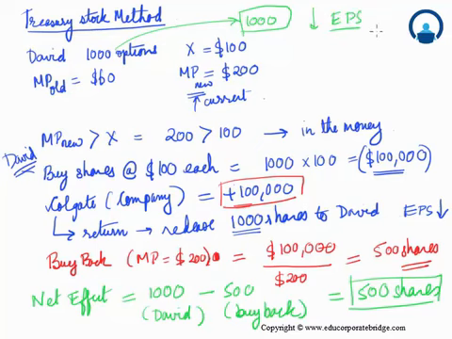So in order to control the dilution of EPS to a large extent, the company can make use of the additional funds that they have received and buy back the same shares from the open market and reduce the net effect, and this will be limited to only 500 shares. Though the EPS will definitely decrease, the quantum will still be lower in this second case.